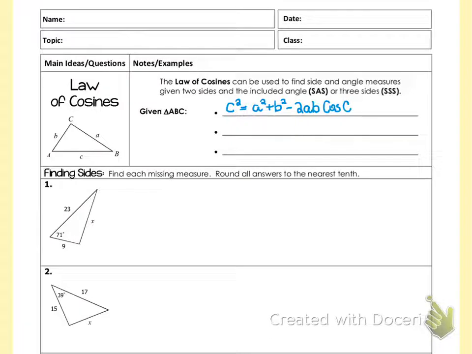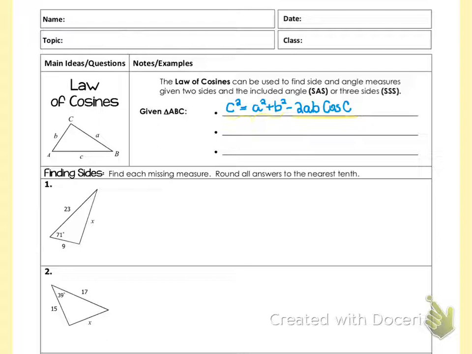Now, of course, I'm sure you noticed that this first part, c squared equals a squared plus b squared, is the Pythagorean theorem. In fact, that's where the law of cosines came from. It starts with the assumption that the triangle is a right triangle. And then this final part, the minus 2ab cosine of c, is basically a little adjustment that takes into account that the biggest angle of the triangle is not 90 degrees. It might be an acute angle. It might be an obtuse angle.